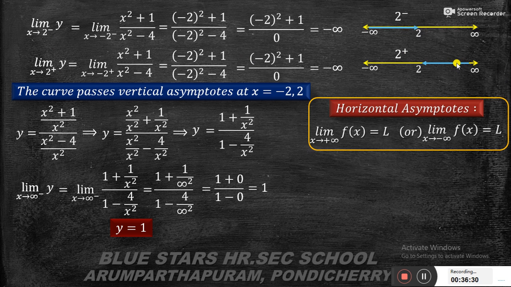Positive numbers, it takes the positive numbers; negative numbers, it takes the negative numbers. So here, the limit as x tends to 2 minus, that means I write the 2, and next I write the given function (x² + 1)/(x² − 4). This is the given function. Now I substitute x = +2. Here +2 will come, not −2.